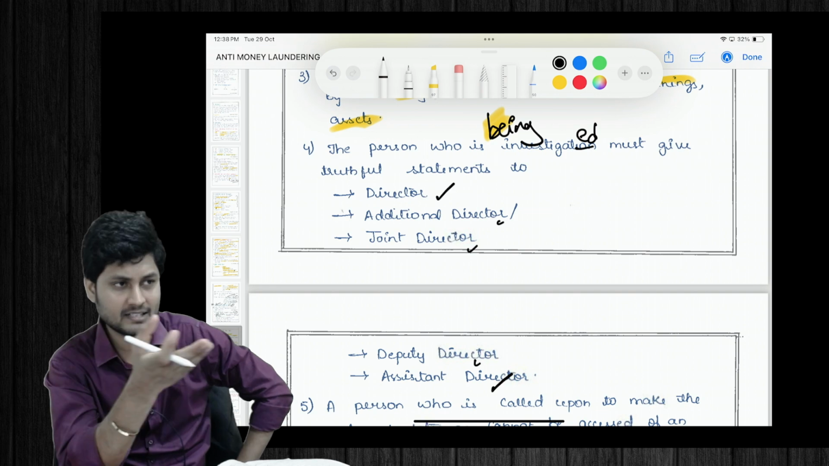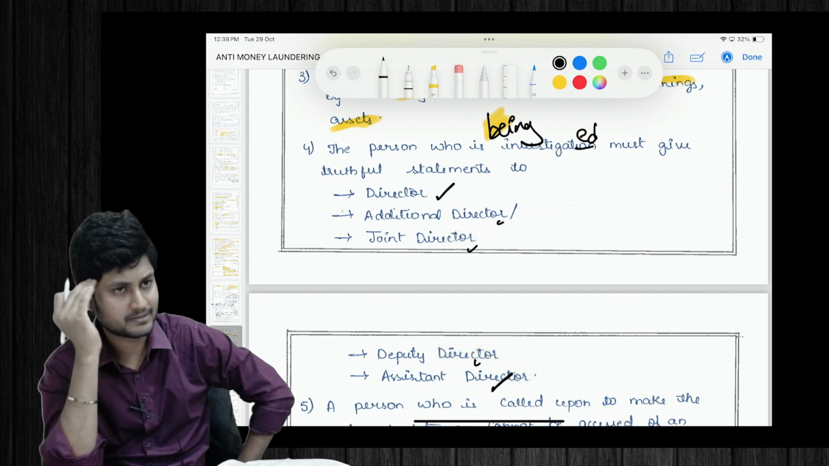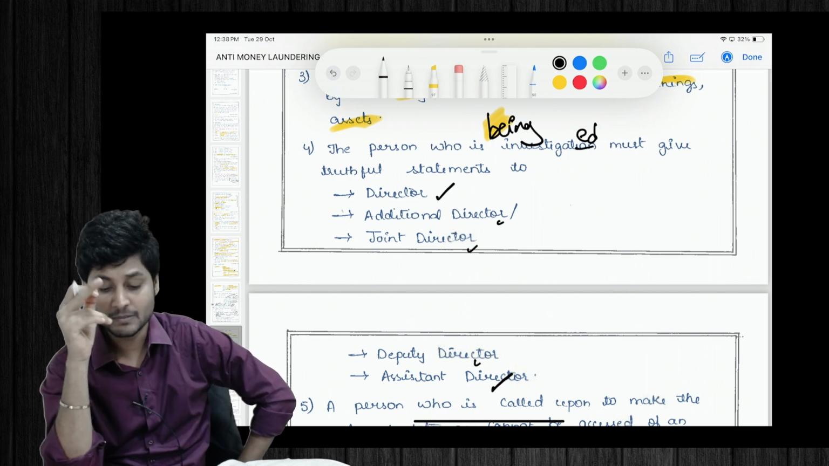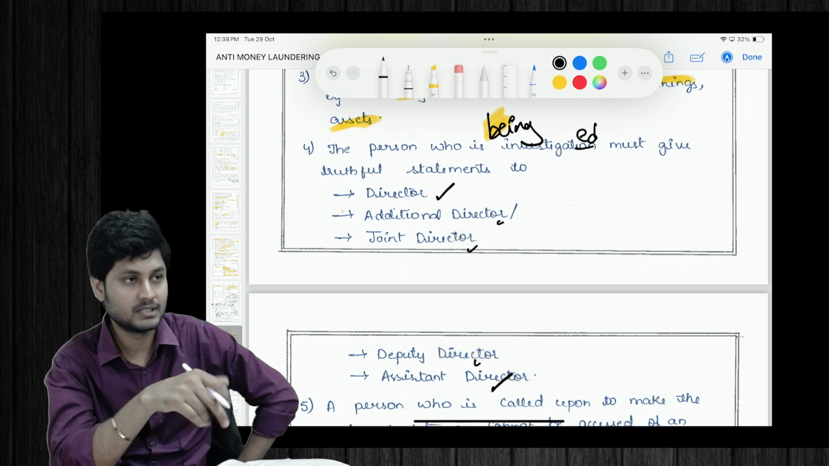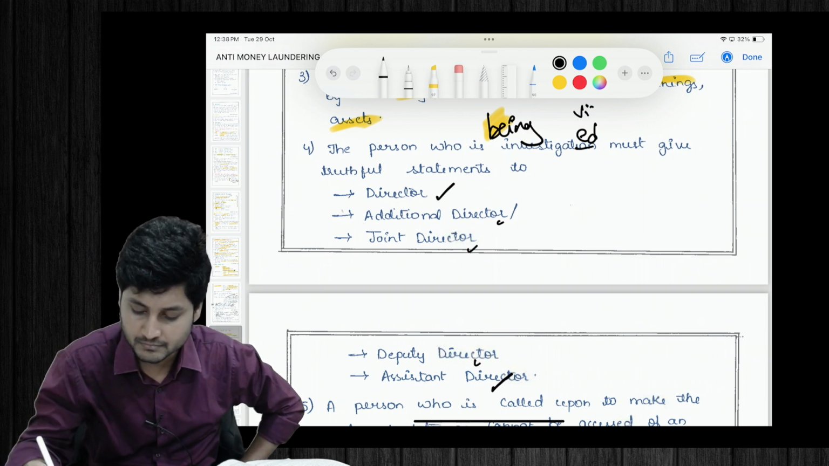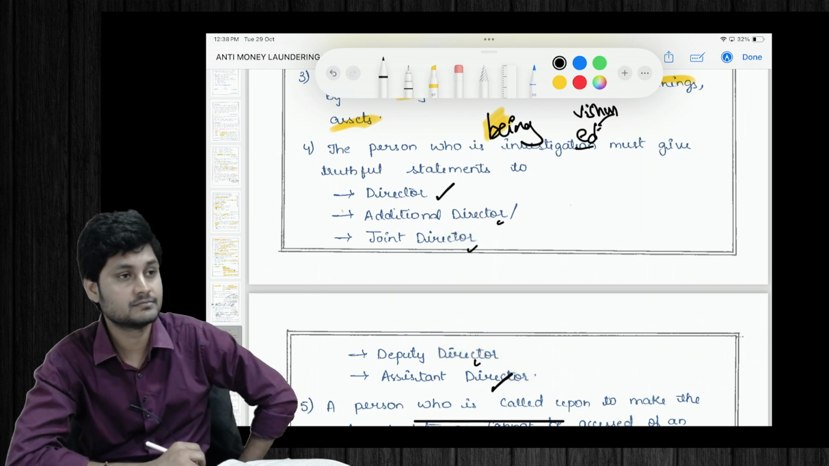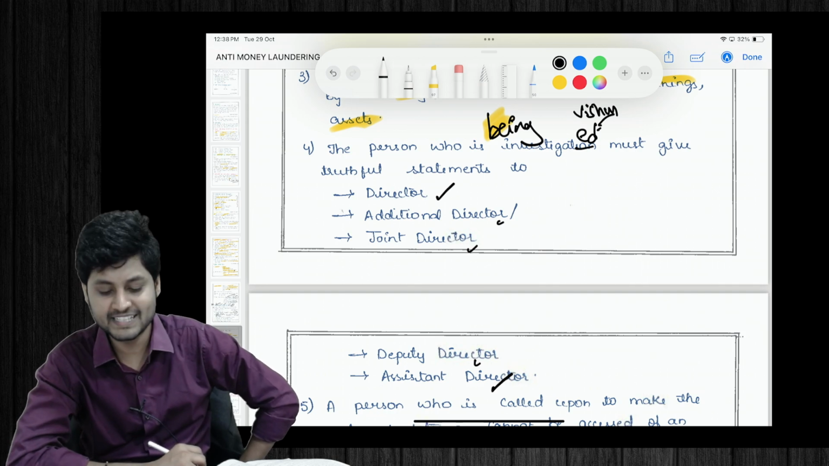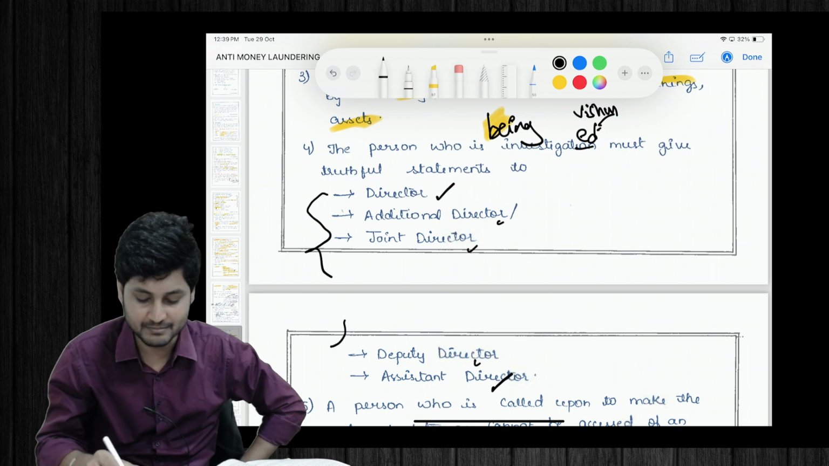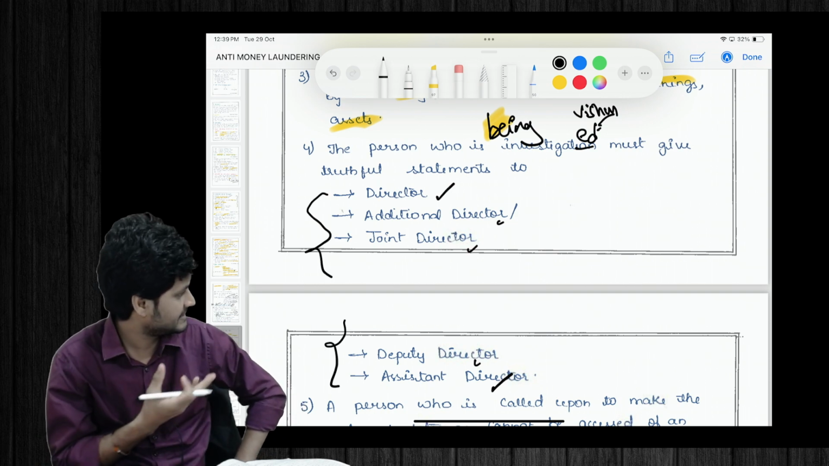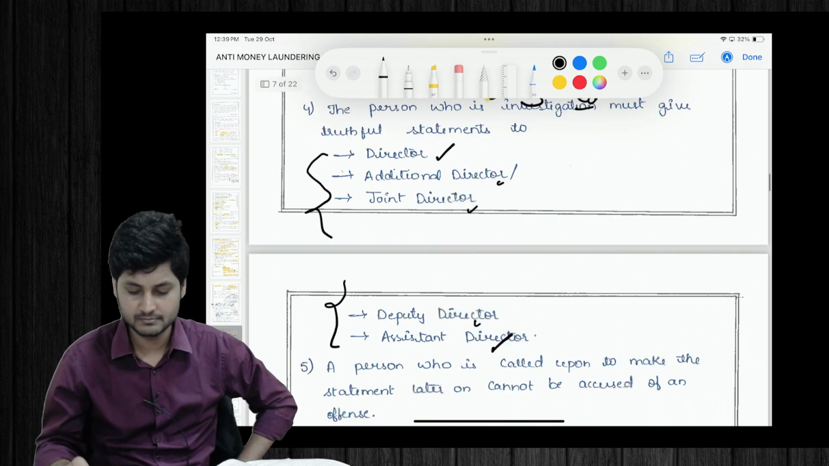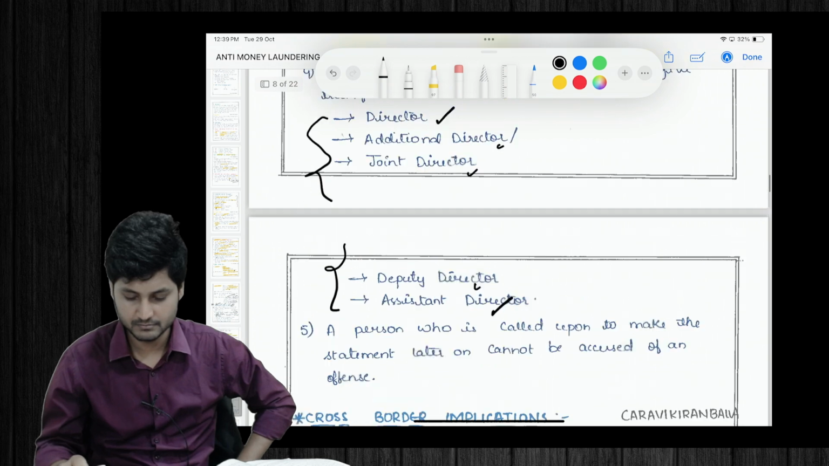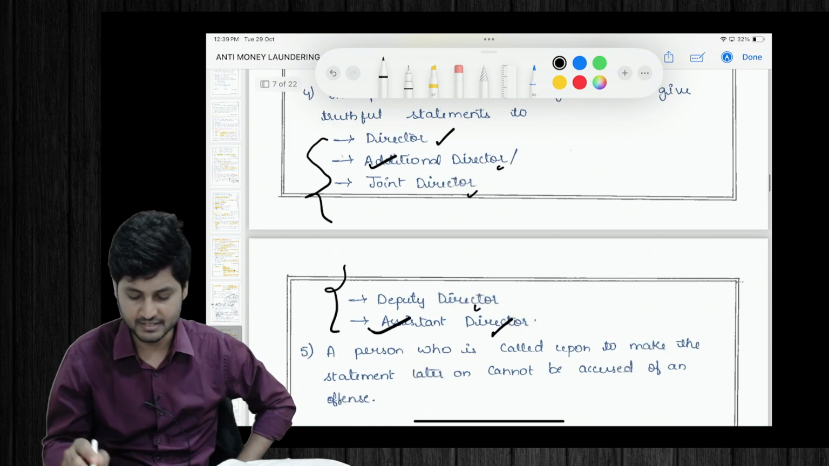అంటే నిన్ను ఎవరైనా అడిగారు అనుకో, నువ్వేం చెప్పాలి? నిజం చెప్పాలి. Okay, so the person who is being investigated, in my example Vishnu, must give all truthful statements to whom? The person who is investigating the same. Who is investigating? Either it may be director, AD, JD, DD. Additional and assistant, both are different.